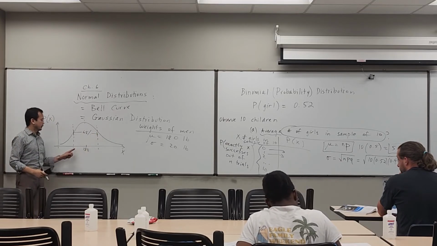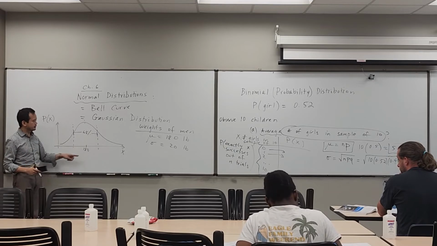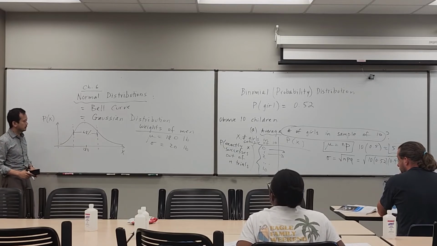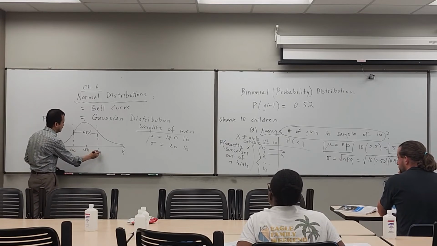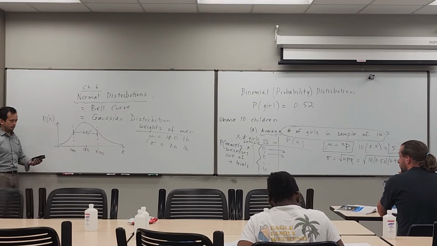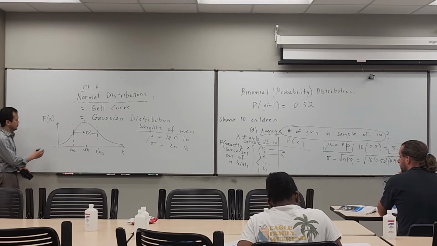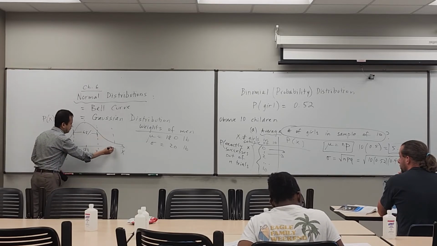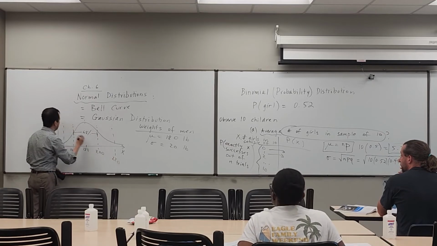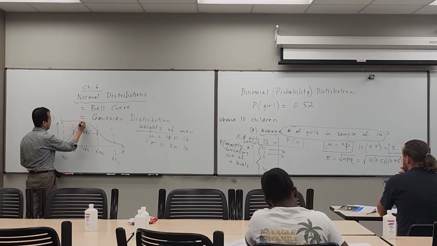So what are the range of weights that are within one standard deviation of the mean? 160 to 200. Next one's going to be 140 and 220, that'll be 95%. And the next one will be 120 and 240 at 99.7%.